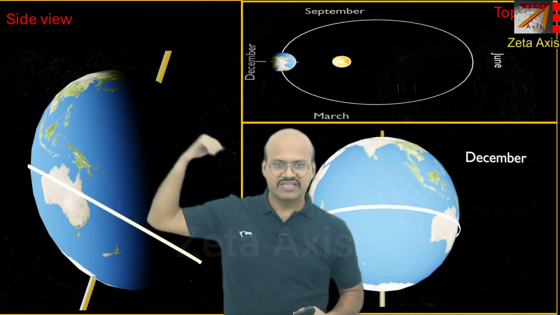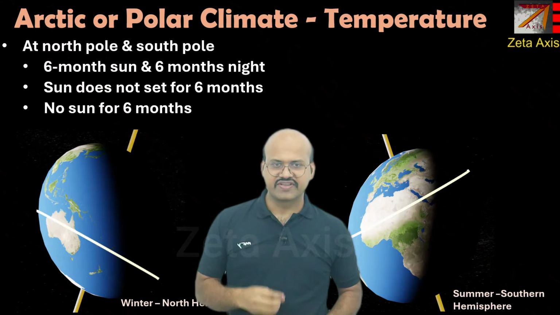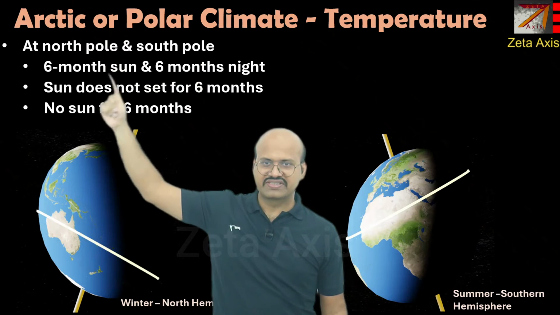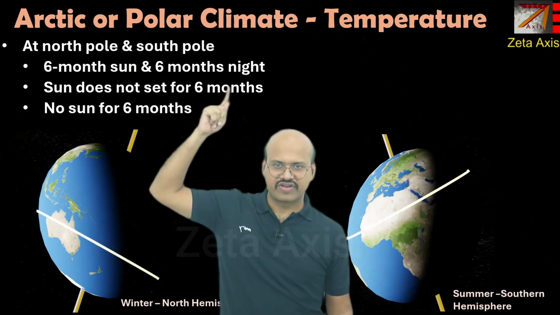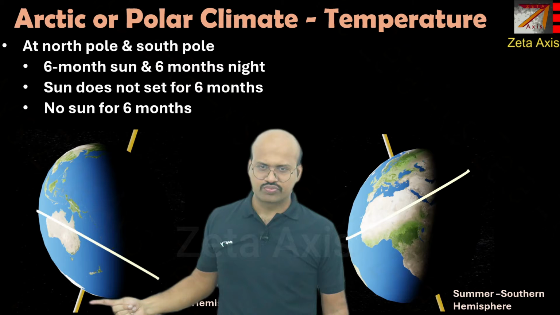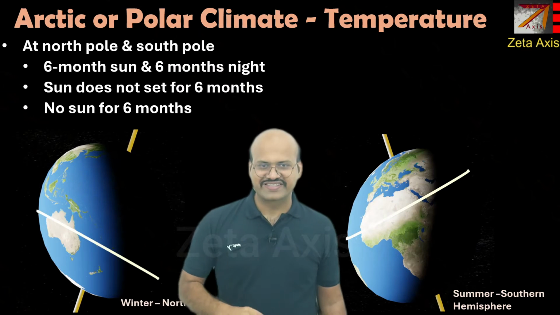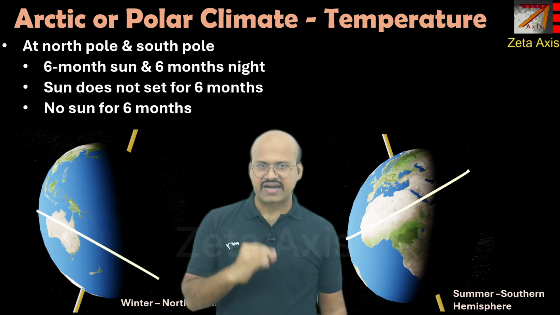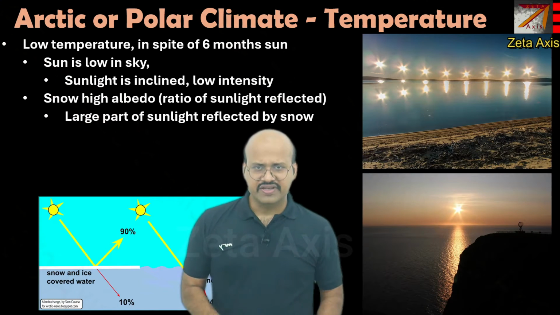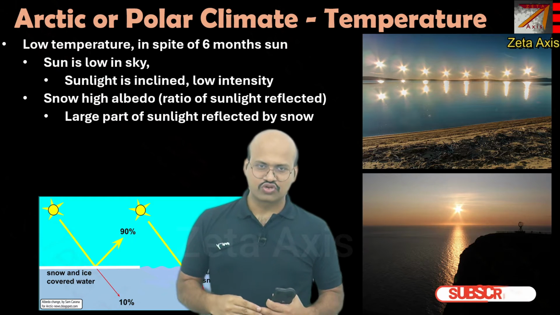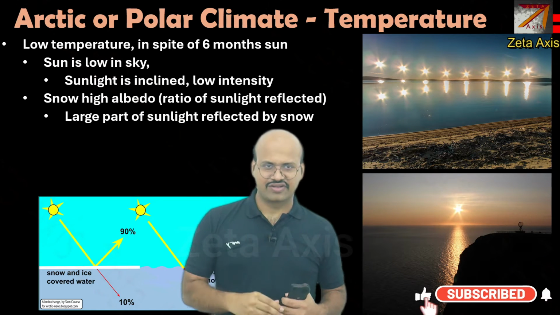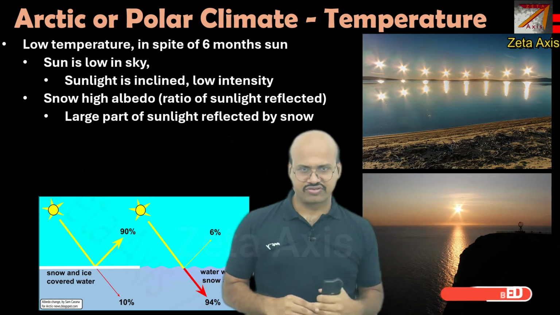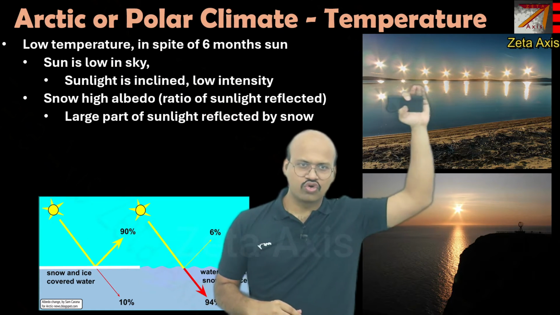winter, and even in summer you will see that the heat received is very little. At the North Pole and South Pole we have 6 months of sun and 6 months of night. Exactly at the North Pole and the South Pole you will see that for 6 months there is continuous sunlight, and for 6 months there is continuous darkness. And even the sunlight which reaches here is very inclined. You can see that the sun never rises very high above the horizon. It remains very close to the horizon.